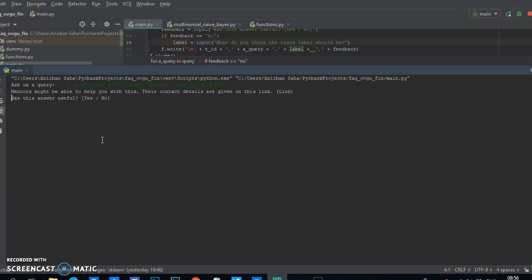Was this answer useful? See, it is correctly classified because it should have sent mentors. So I said yes. Then a person might want to know, where can I find the... this too is a correct classification.